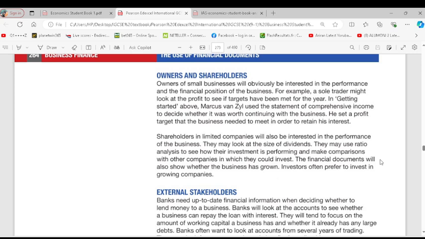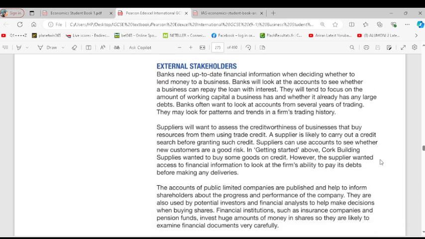Clear? Clear. The third one, external stakeholders like banks. Banks need up-to-date financial information when deciding whether. Wait, banks are also stakeholders, yes. You might take money from them. You might want to take a loan from them, yes or no? So if you want to take a loan from the bank, they need to check your financial documents, if it's worth giving you a loan or not.